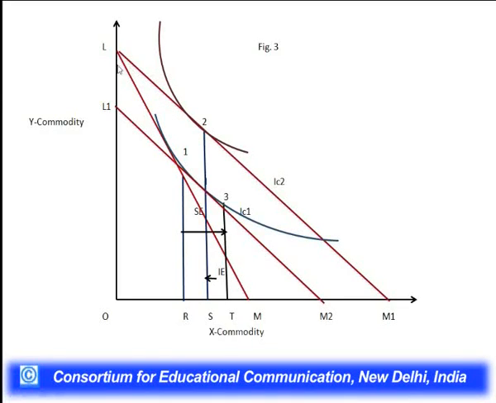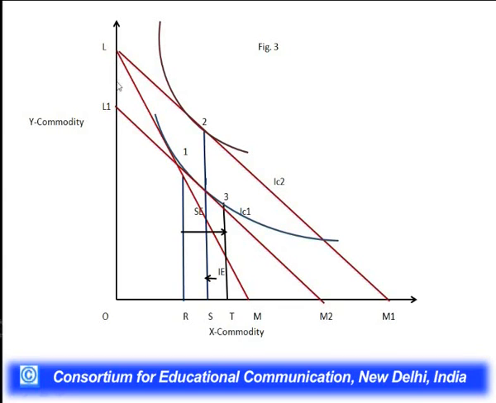Now what again you see, LM is the first price line and consumer is at equilibrium number 1 on IC1, he is buying OR of the commodity. Now with fall in price, LM line shifts to LM1 and consumer reaches on IC2 and equilibrium is at number 2 where he is buying OS of the commodity. So RS is price effect. Now we would like to see what is the income effect and what is the substitution effect, and we are making use of the Hicksian method of finding out the substitution effect.